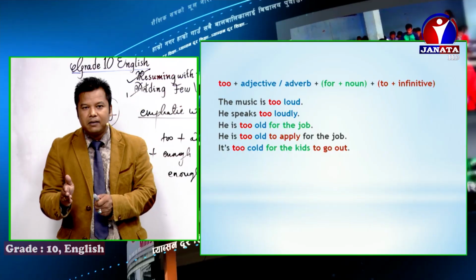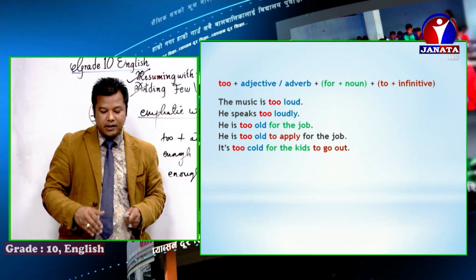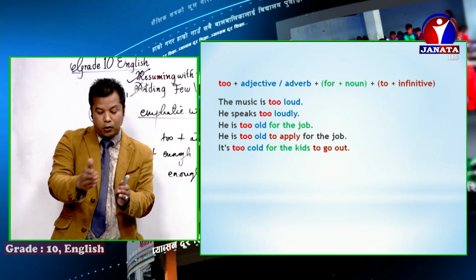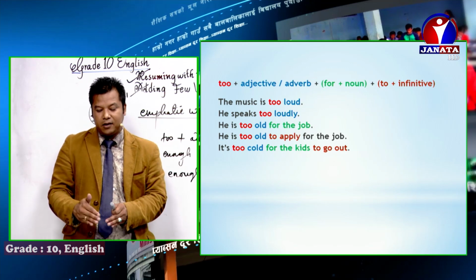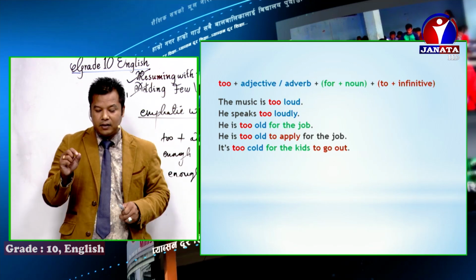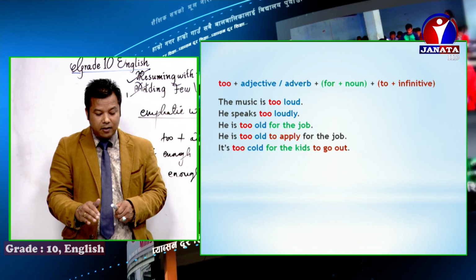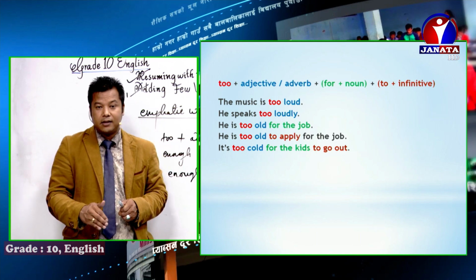So the music is too loud, too plus adjective. He speaks too loudly, too plus adverb. He is too old for the job. You continue up to for plus noun object. He's too old to apply for the job. You're changing the position of the infinitive and the noun. And then you have, it's too cold for the kids to go out.